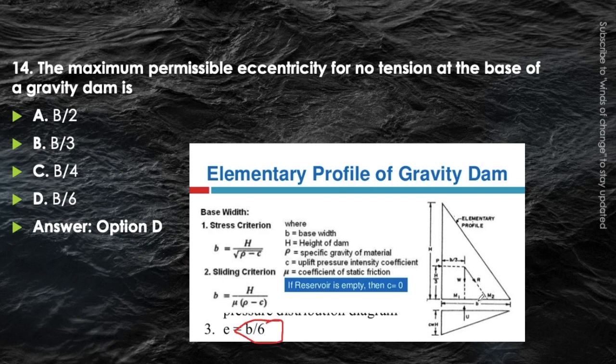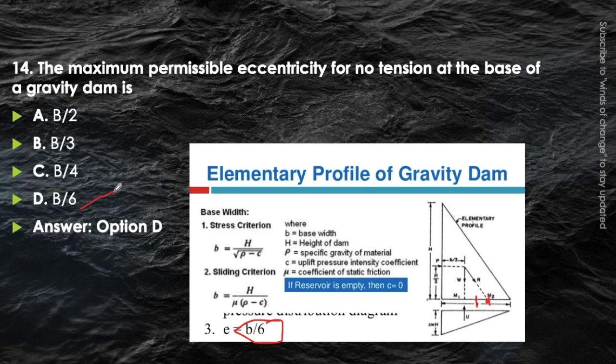If the eccentricity is from this to this, that is this much value, it will be B by 6. In this B by 6, if the resultant lies here, and if it goes beyond this, then there will be tension. If the resultant is within this value, that is from here to here, then there will be no tension. So this will be the maximum value of the eccentricity, that is B by 6, that can be obtained.